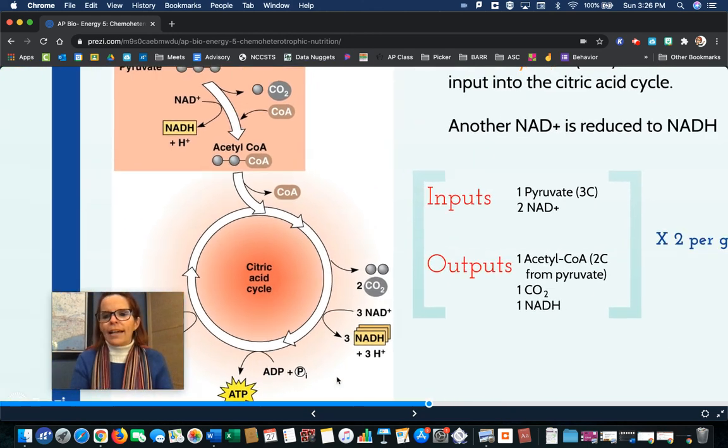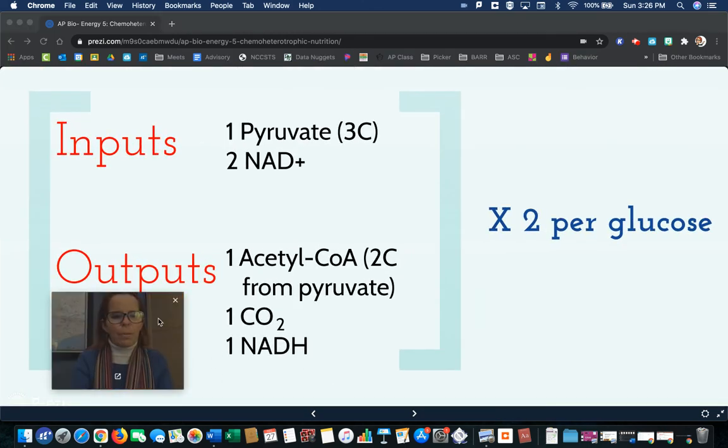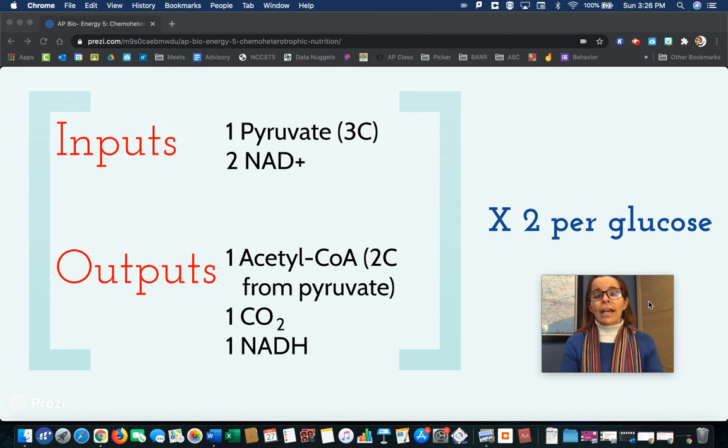All right, and then last thing, we'll just show the inputs and the outputs. Let me get out of the way. So what has gone in is a pyruvate and 2 NAD pluses. What comes out is an acetyl-CoA, you can pronounce it either way. Acetyl-CoA, 1 carbon dioxide and 1 NADH, and that happens twice for every glucose molecule.